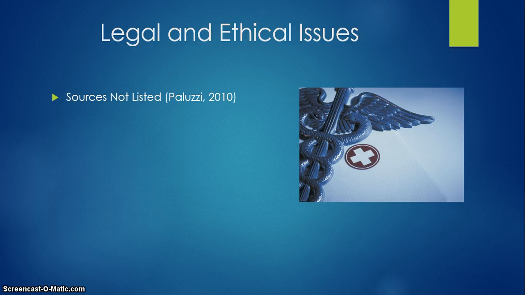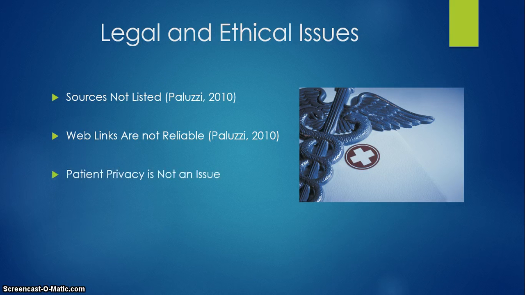The sources for the information provided in the app are not included. It is impossible to know if the information is legitimate. Wikipedia and Google are not considered reliable sources of information for healthcare. A nurse should use the information provided in this app only as a quick reference and consult a more reliable source before taking action. Patient privacy is not an issue with Eponyms because no personal information is required to access any of the information provided in the app.